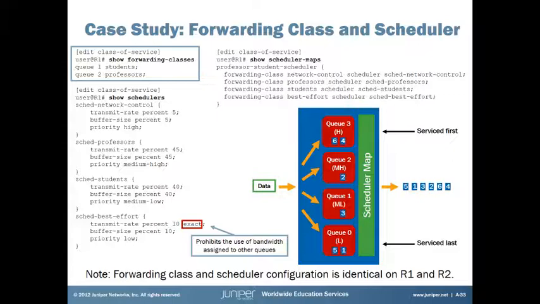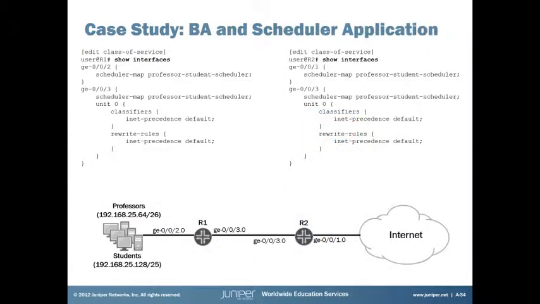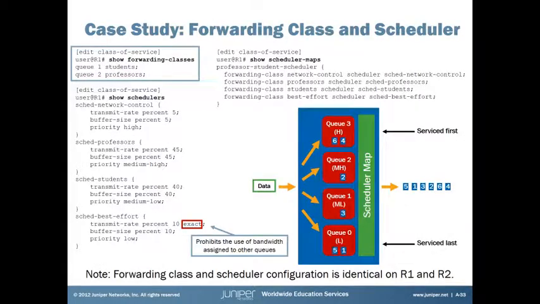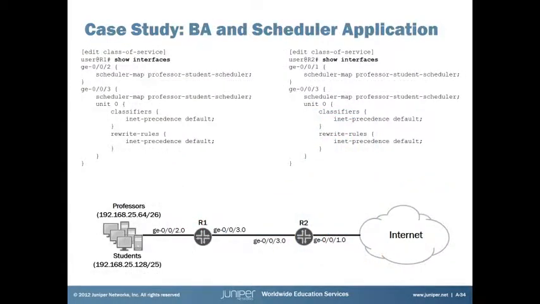And we've got our forwarding classes mapped into those particular schedulers with our scheduler map. So we're mapping a queue, a forwarding class, into a scheduler there. So here's our schedulers. You can take a look at the different schedulers we have set up there.